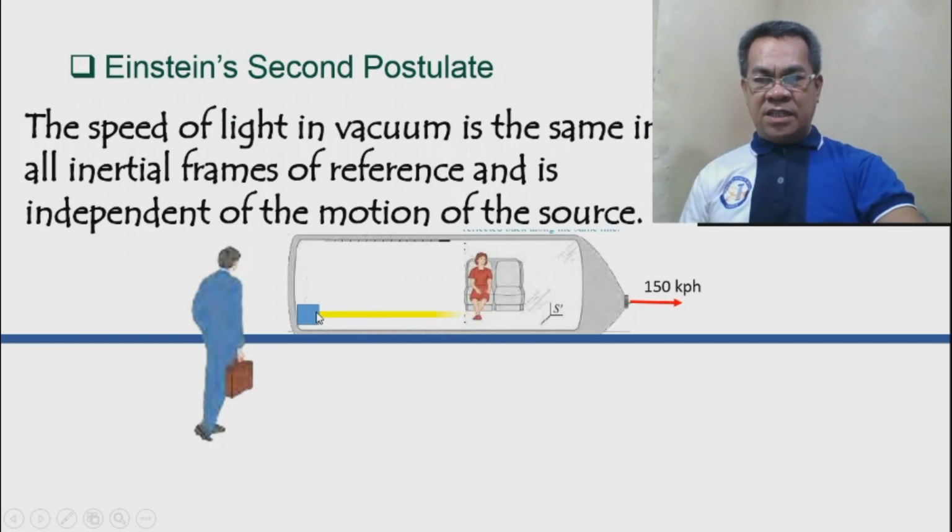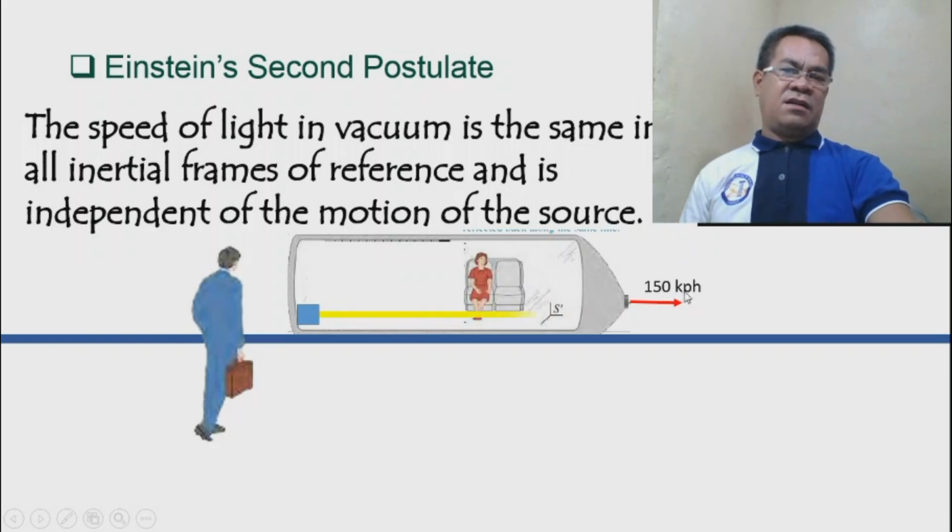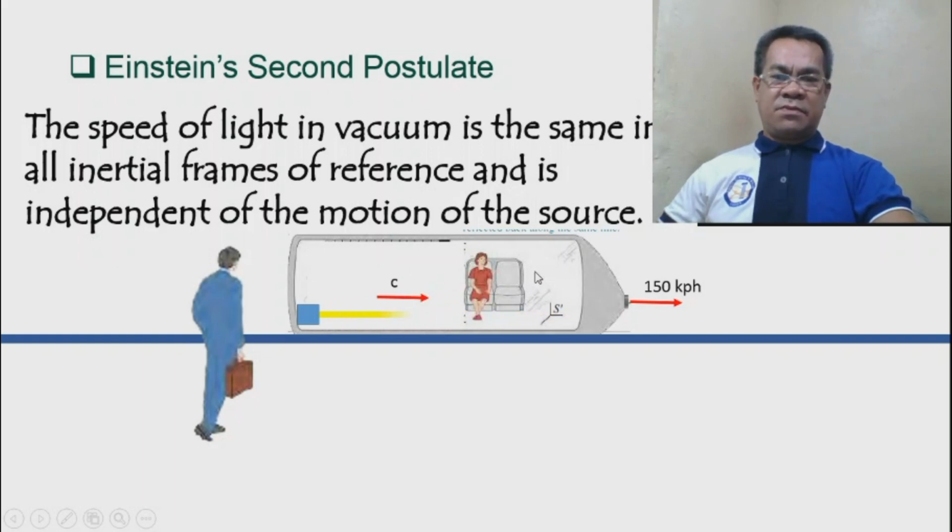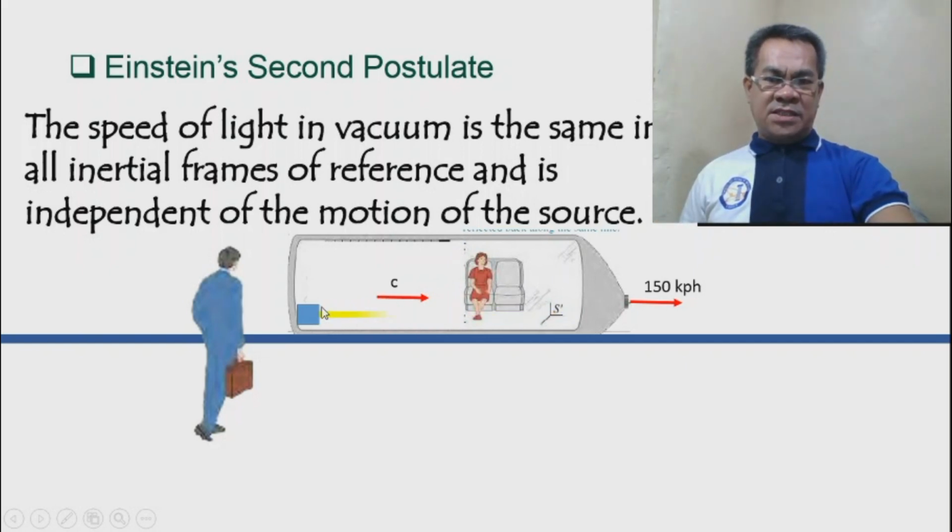So replacing the man, let us say this is moving towards the direction of the car, or the moving frame. But take note that we have the speed of light. The speed of light is c. Okay, so the speed of light is c, which has a value of 3 times 10 raised to 8 meters per second. So we replace the moving man with the source of light.